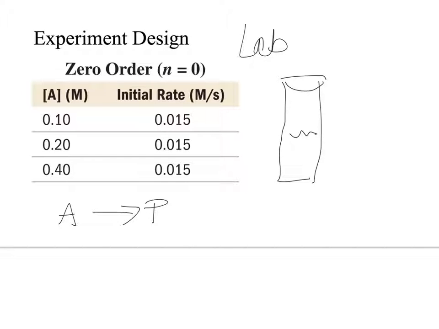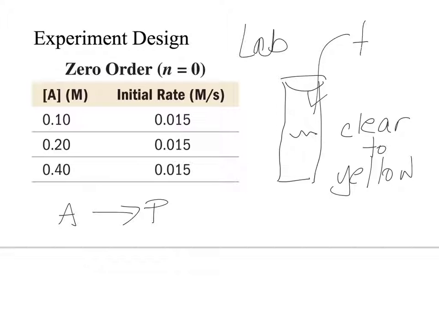And I know it goes from clear to yellow, let's say, for example. So what would happen is I would put my reactants in the test tube at a certain temperature and hit the timer and time how long it takes to completely change colors, or at least be a consistent color. And so some of this you have to do some trial and error to decide what is going to be the stopping place, and you want to keep it consistent, of course.